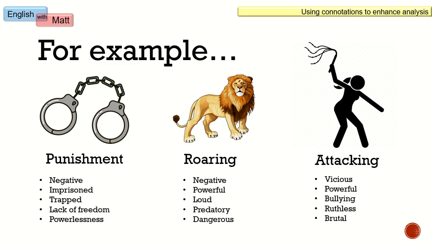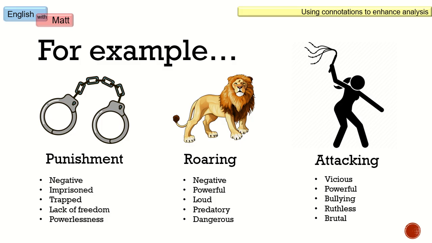or quite predatory, like a lion or some kind of big cat. Punishment is also negative in terms of connotations, and it could make you think of somebody that is imprisoned or trapped and having a lack of freedom. And attacking could come across as quite vicious or powerful. The connotation here being somebody perhaps with some kind of whip or other instrument which is designed to cause pain in quite a brutal way. So the connotations here are the bullet points underneath.